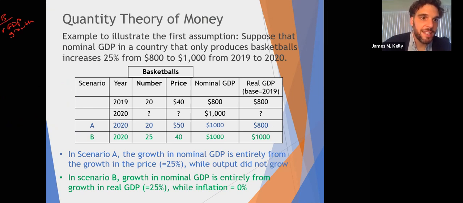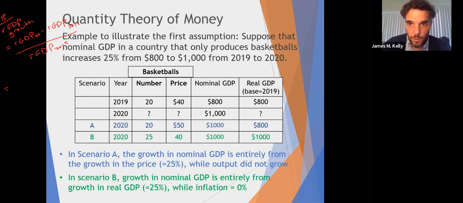in scenario B is going to be equal to the same formula from before: real GDP in 2020 minus real GDP in 2019, over real GDP in 2019. Looking at real GDP in 2019 and real GDP in 2020 in scenario B, real GDP in 2020 is 1,000 and real GDP in 2019 is 800.